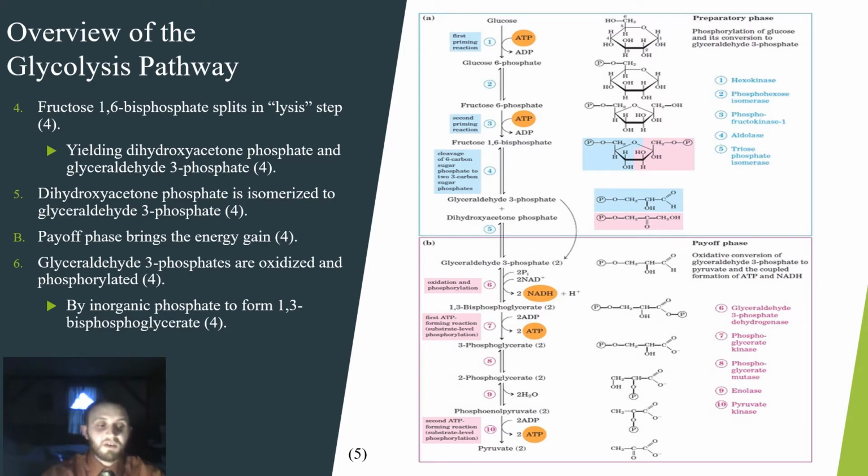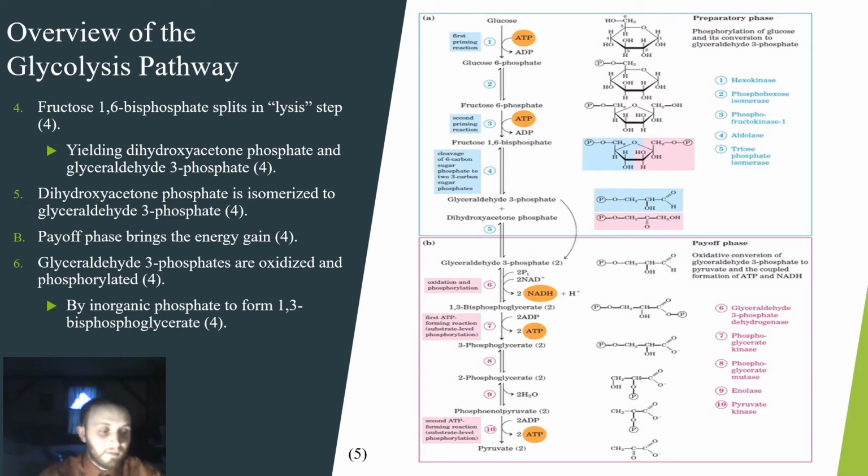The dihydroxyacetone phosphate is isomerized to a second molecule of glyceraldehyde 3-phosphate, which is why here we see two molecules of glyceraldehyde 3-phosphate, which will be used for the payoff phase.